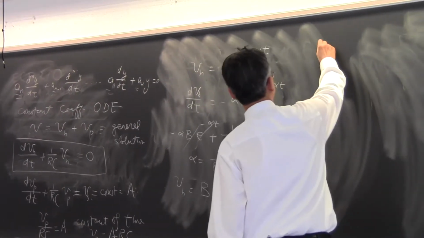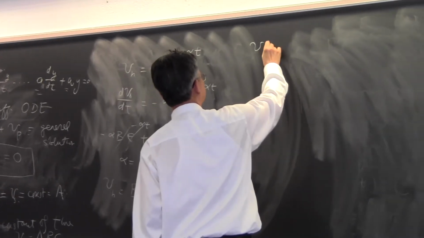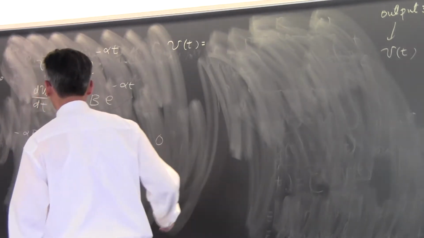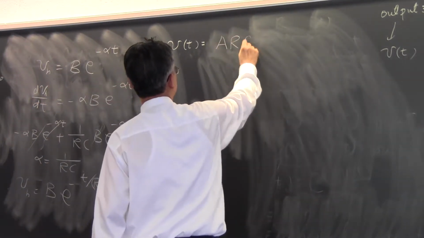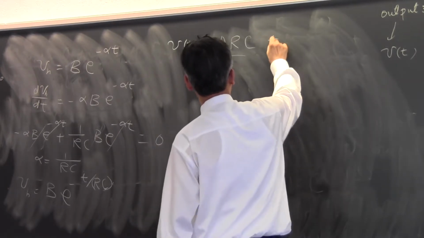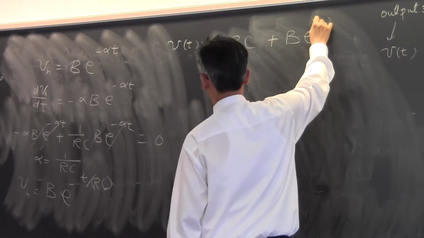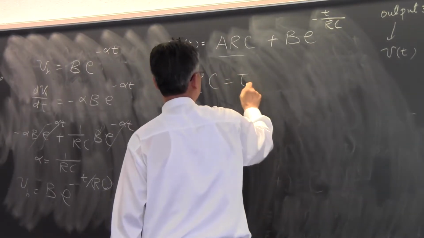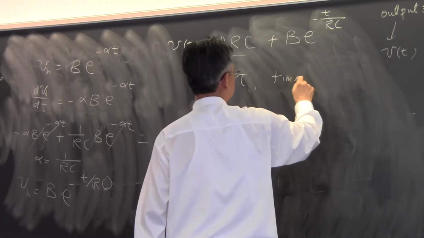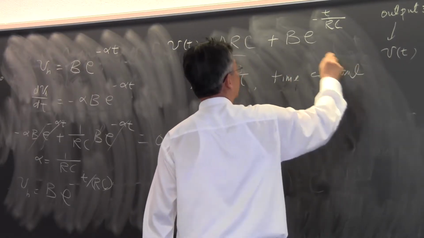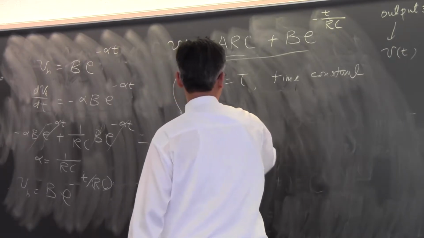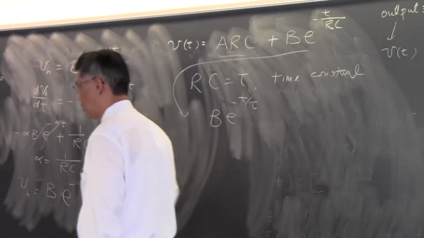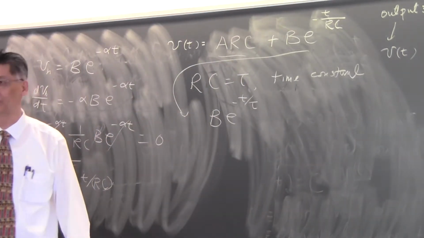So the most general solution you can think of for this one must be some constant term due to the driving term, plus the homogeneous solution. And RC is often written as tau, which is called a time constant. And this term is often just written as b e to the minus t over tau. Tau is called a time constant, the characteristic time constant, or the RC time constant.